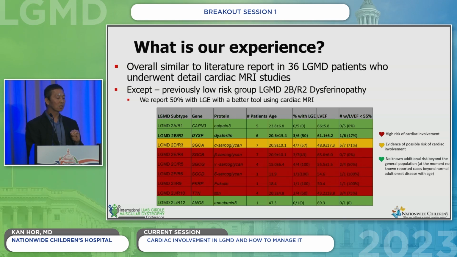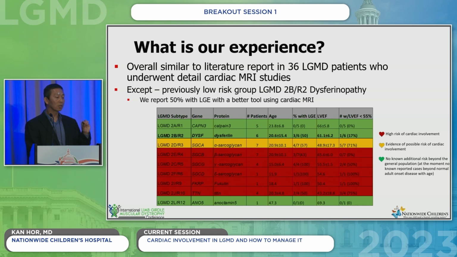So when you look at this, the ones in the red, as I mentioned before, the cardiac risk were high, okay, which is not unexpected, and the ones in yellow were also moderate to high. Now, if you take a look at row number 2, the LGMD 2BR2, the dysferlin, the previous paper had mentioned that the cardiac risk was low, okay?